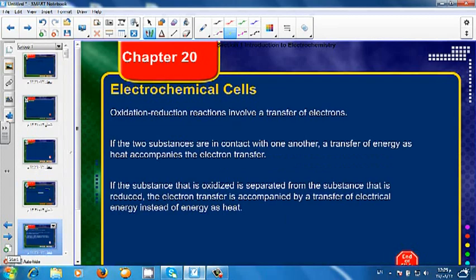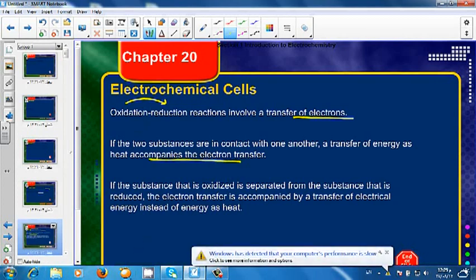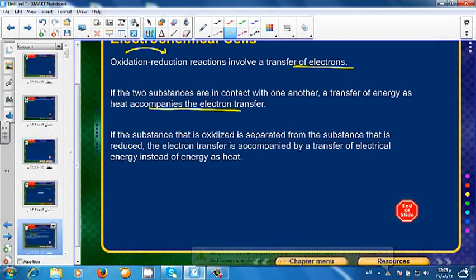For the electrochemical cells, oxidation reduction reactions involve a transfer of electrons. Electrons transfer from the part that suffers oxidation to the part that suffers reduction. If two substances are in contact with one another, a transfer of energy as heat accompanies the electron transfer. Of course, the electrons suffer certain resistance, and this resistance is converted into heat.